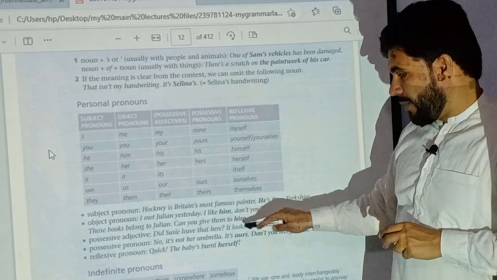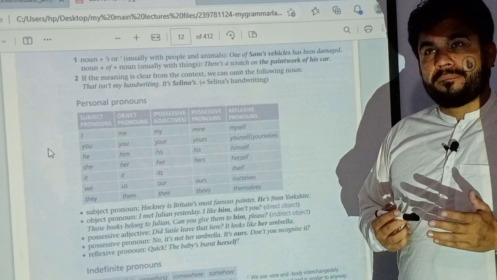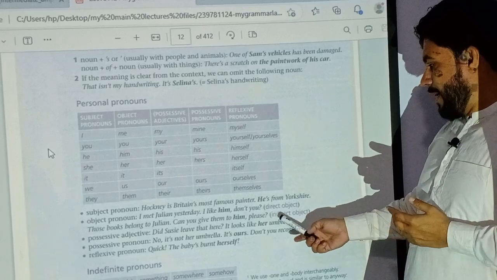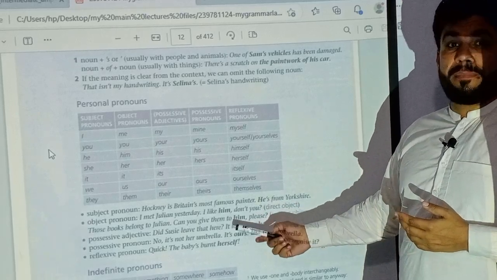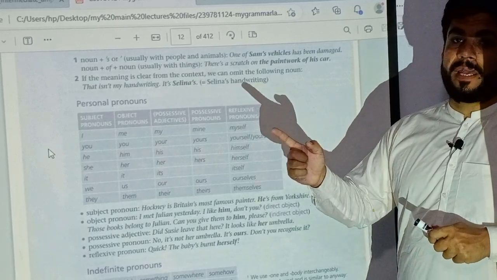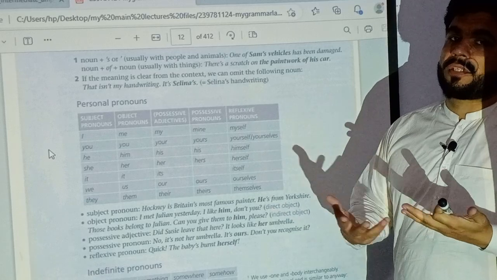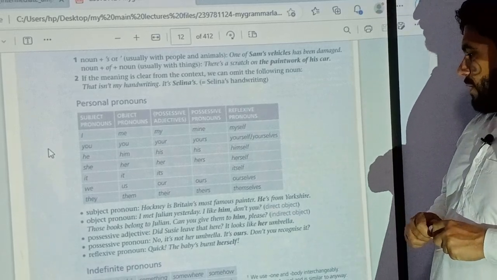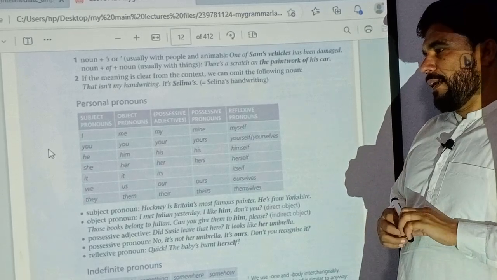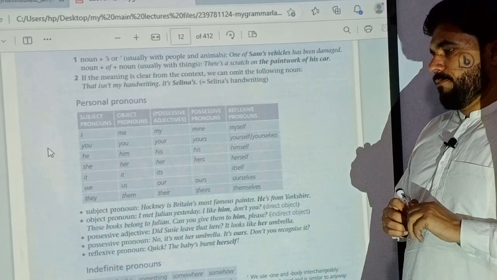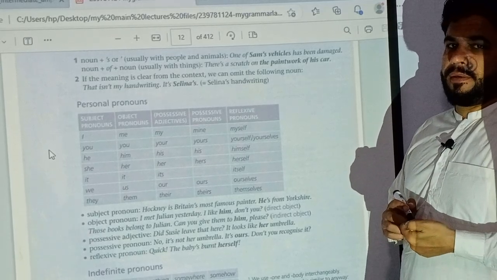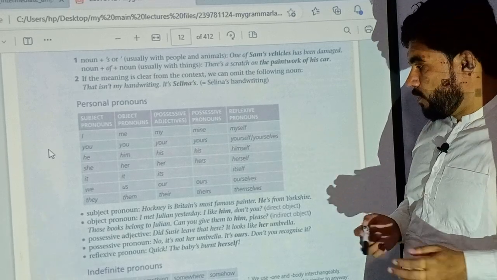So if I say, can you give them to him? Now them, what is them? Books, right? And what is him? Him is an indirect object because you're giving something to him. And what are you giving to him? Books. So books are your direct object, right? So like if I say I bought him a car, him here is an indirect object and a car is a direct object. You understand that? I hope it is clear to all of you.